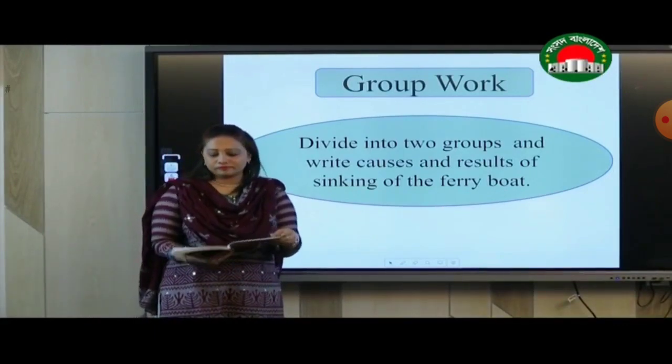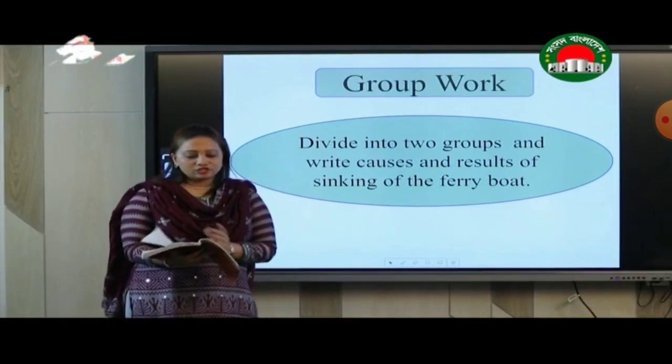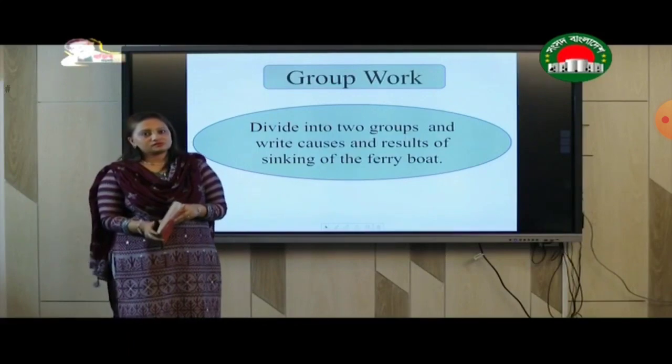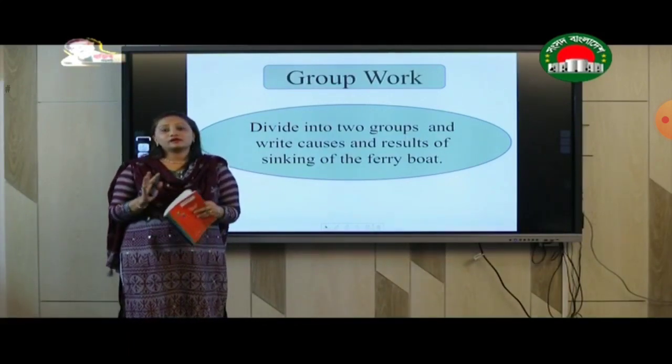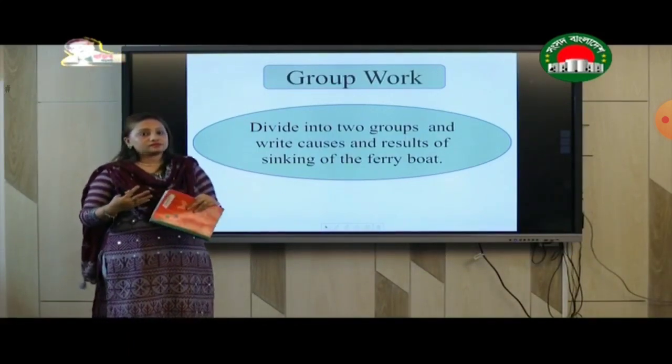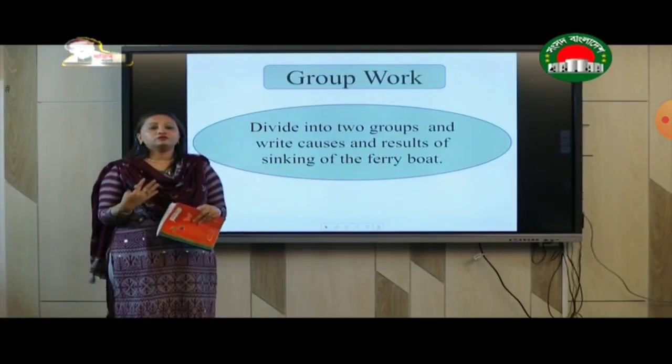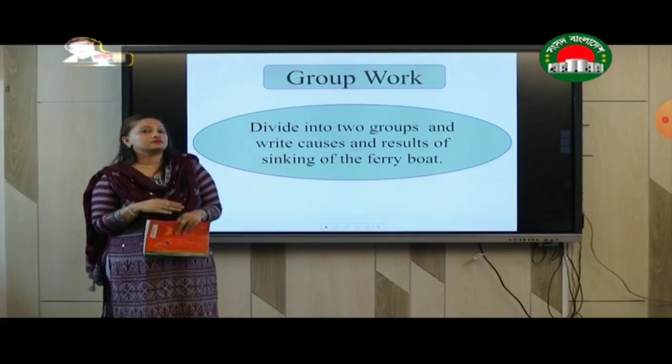So from the book, page number 44, there is multiple choice and question answer. You need to do these things also as homework, and make it as an assignment. You can consider it as an assignment, and you can hand it to your teacher after the school opens.